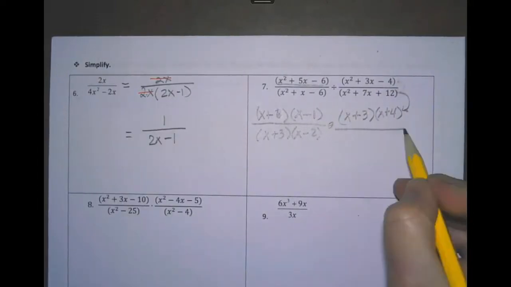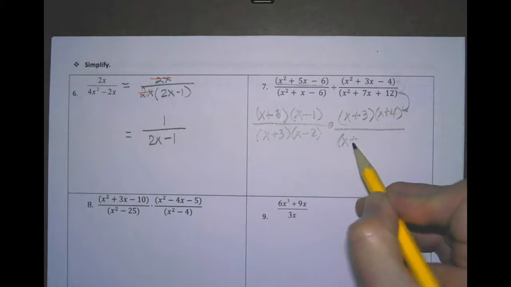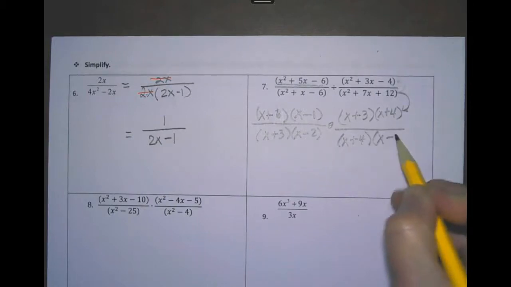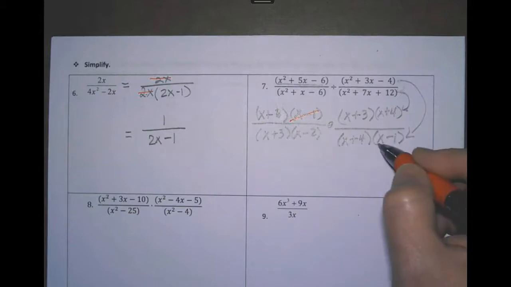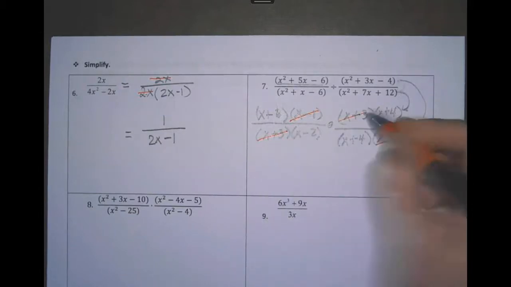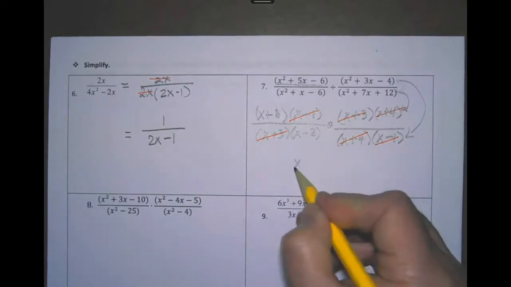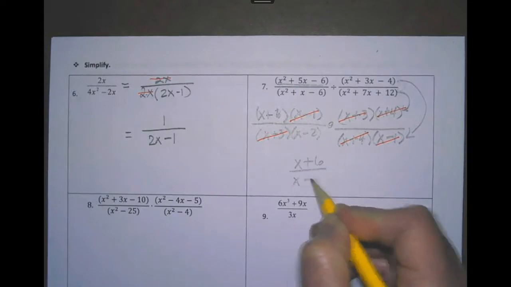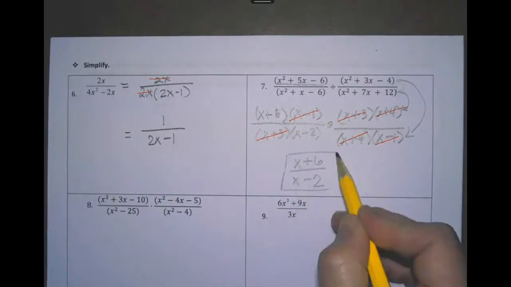That's this one. And then the factors of 4 will be 4 and 1, x plus 4, x minus 1. And that went into the denominator because in order to divide, you have to flip and then multiply, and then I need to cancel. So that will cancel, and this will cancel, and this will cancel. And so I have x plus 6 divided by x minus 2 for my final answer.